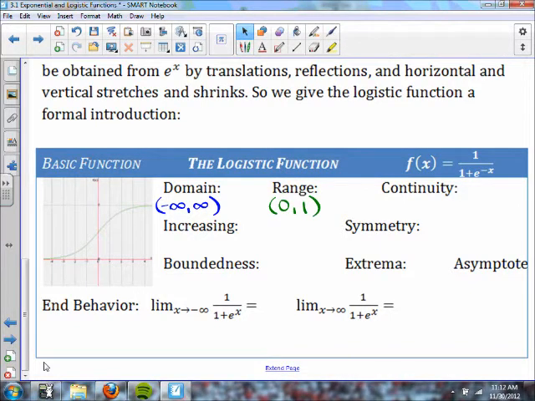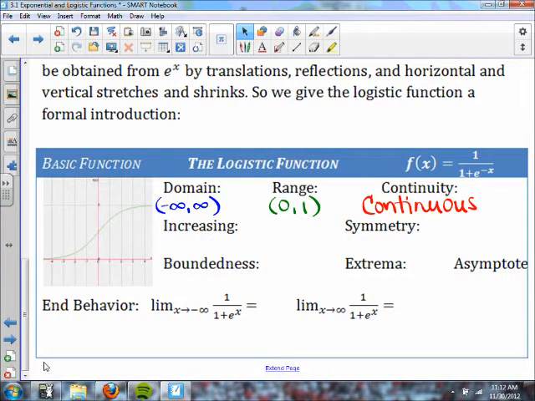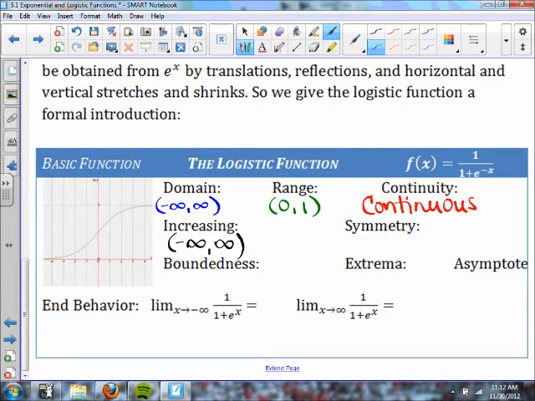Is this graph continuous? Yeah. Do you have to pick up your pencil to draw this graph? No. So this graph would be continuous. Okay. It's always increasing. What about symmetry? So if you reflected this way, it's not going to be over the y-axis, it's not over the origin, so it's not either even or odd.